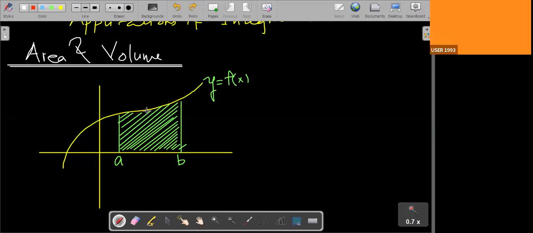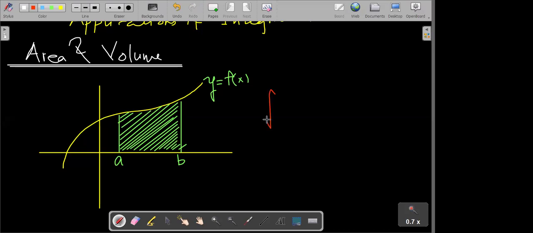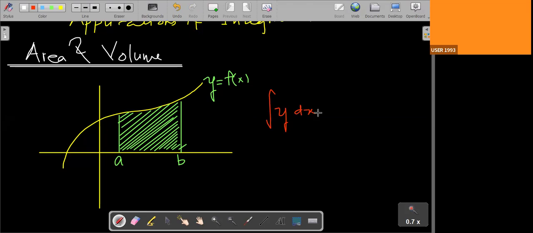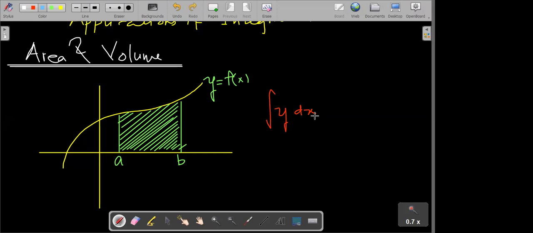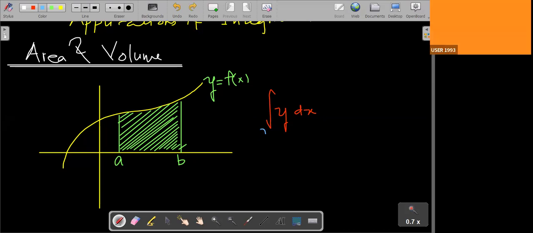The area of that one is given by integration of y dx. I mean, we just integrate the curve with respect to x. From where do I have to find the area? From A to B. So you just put the values over here, A and B.